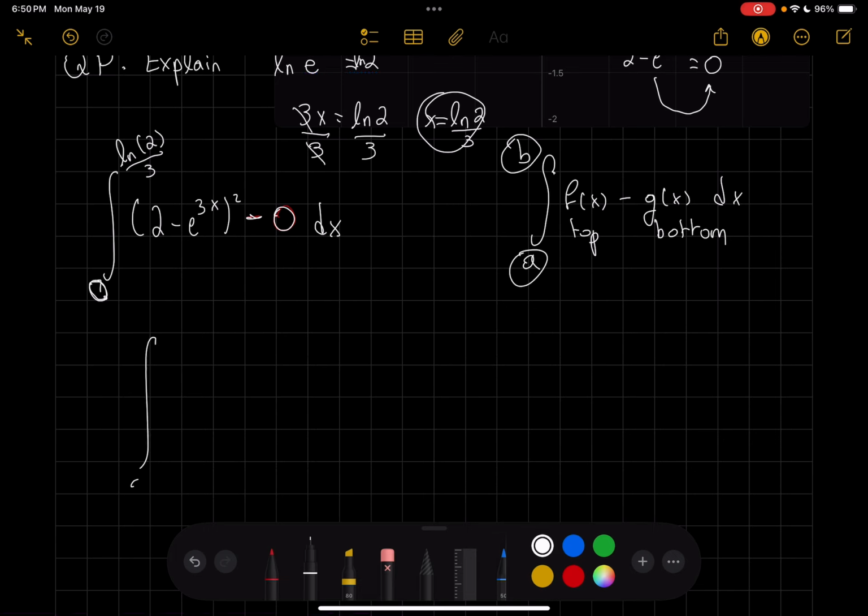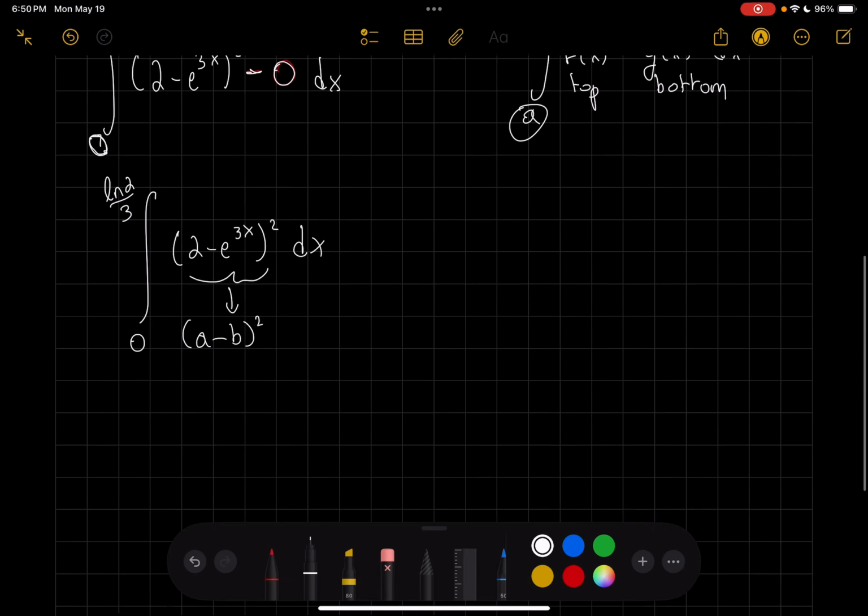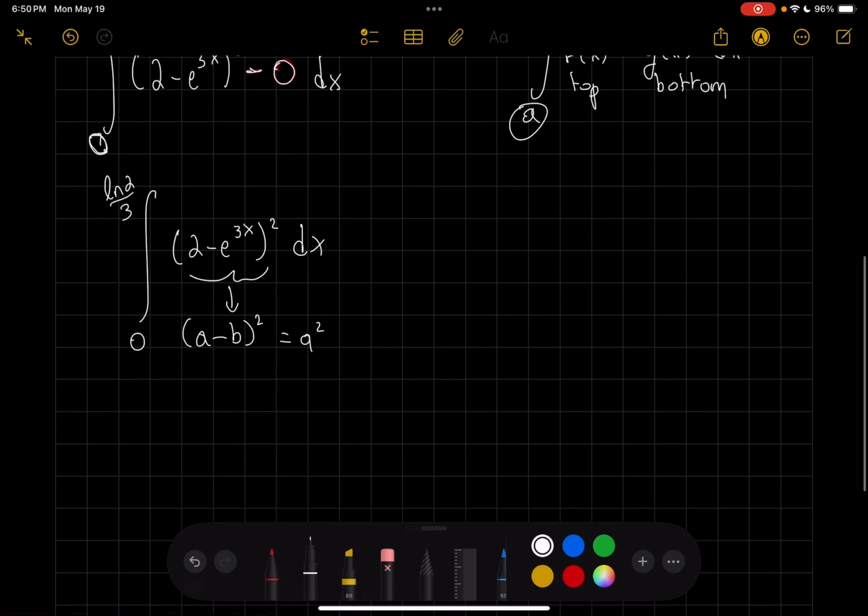So basically we want to integrate from 0 to ln 2 over 3 of (2 minus e to the power of 3x), all of it to the power of 2, dx. Now this is going to be the form of (a minus b) to the power of 2. We did a question like this in the previous videos. (a minus b) to the power of 2 is going to be a squared minus 2ab plus b squared.